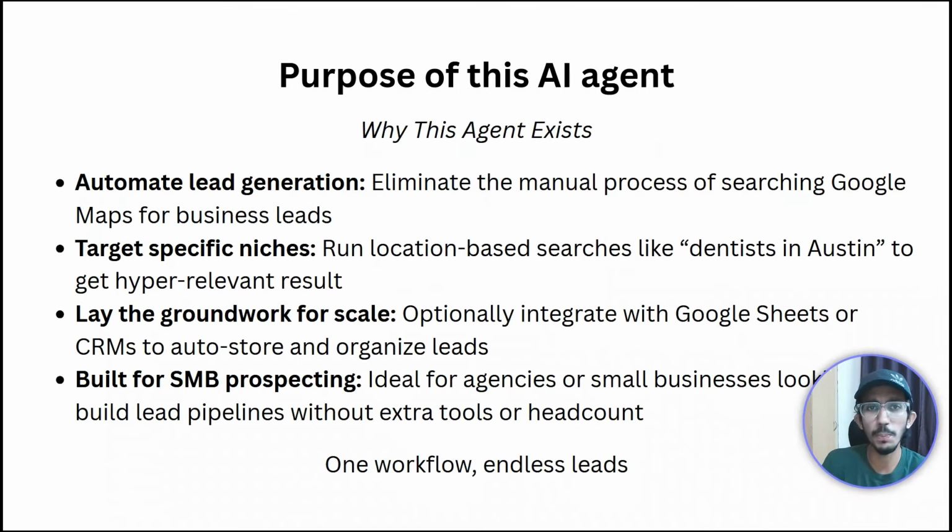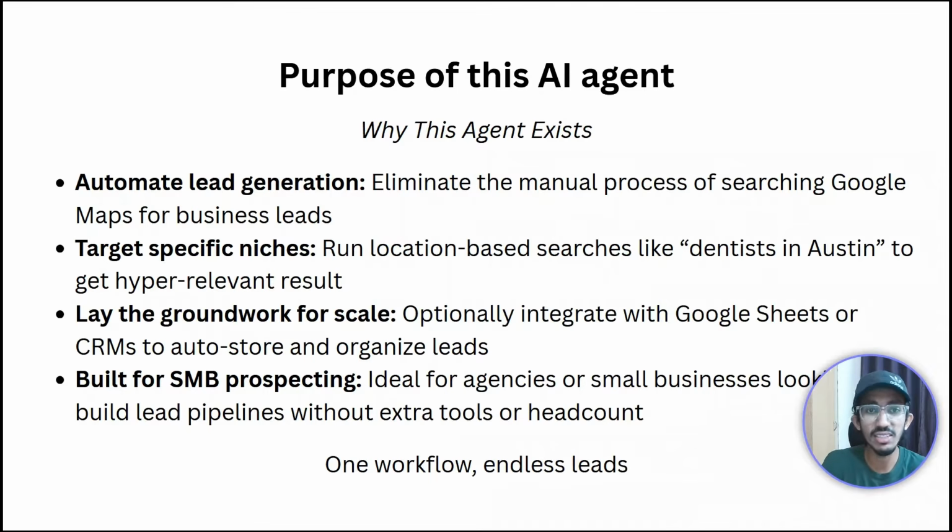Now let's talk about the purpose of this AI agent. Why are we building this? First, automate lead generation. The core goal is to eliminate that painful manual process of hunting for business leads on Google Maps. Set it and let the agent do the work. Second, target specific niches. This isn't just random scraping. You can run location-based searches like dentists in Austin, lawyers in San Diego. This gets you hyper-relevant results.